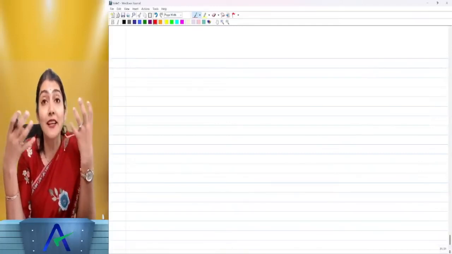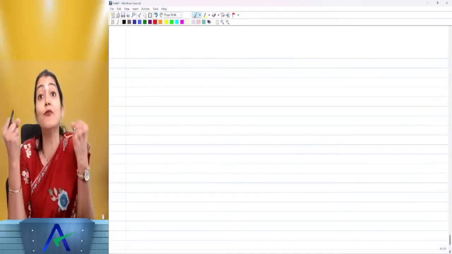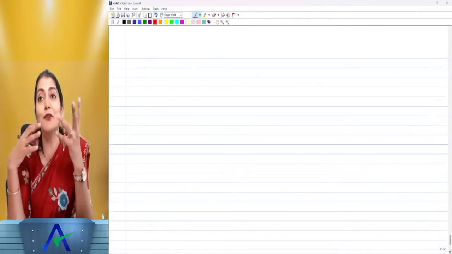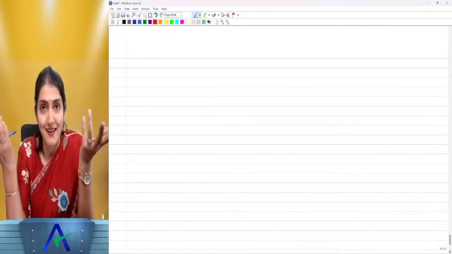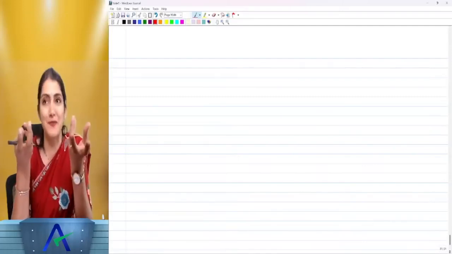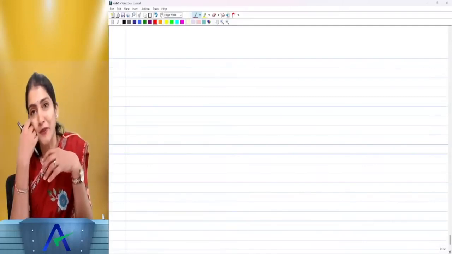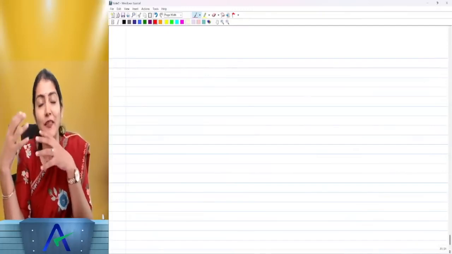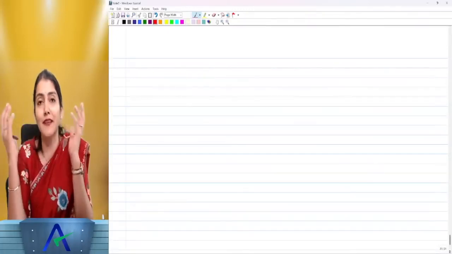What is data analytics? The process of generating the meaningful information from raw system data using processes, tools, and techniques is referred to as the data analytics. And how do you get the meaningful information? You apply processes, tools, and techniques.